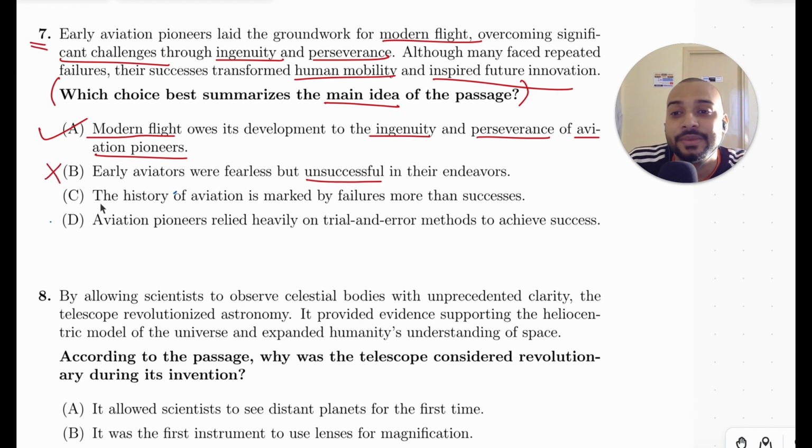So no. The history of aviation is marked by failures more than successes. No, again, too extreme. Aviation pioneers relied heavily on trial and error methods to achieve success. Nowhere has it been mentioned. It could have been correct had it been mentioned, but nowhere has it been. We won't invent any extra information, anything that's not presented literally or explicitly. So option A is the correct one for this. Okay, let's go to the next question.